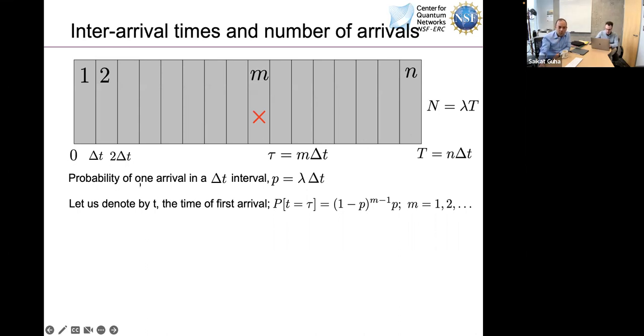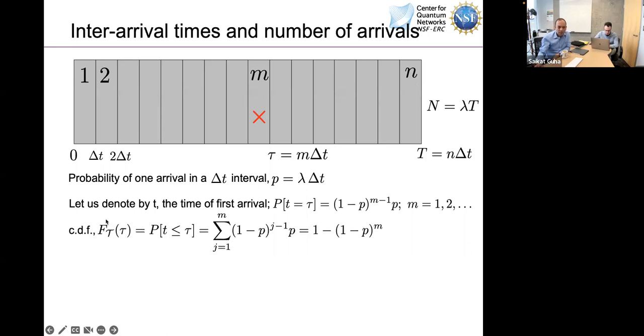So the probability that there is one arrival in any given time delta t, I just said, is p equals lambda delta t. Now, what is the probability that the first arrival, let's denote by little t the time of the first arrival, what is the probability that this t is tau, that the first arrival does appear here? That probability is the probability that no arrivals occurred in the n-1 time steps prior to that time step, and an arrival did occur at the nth time step. So (1 minus p) to the n-1 times p.